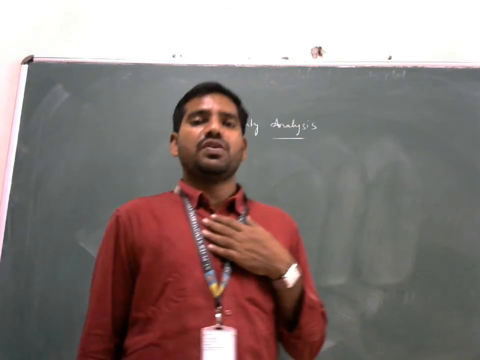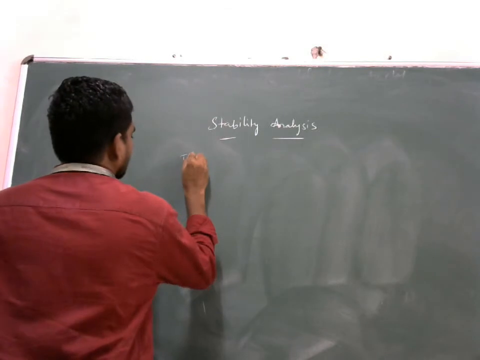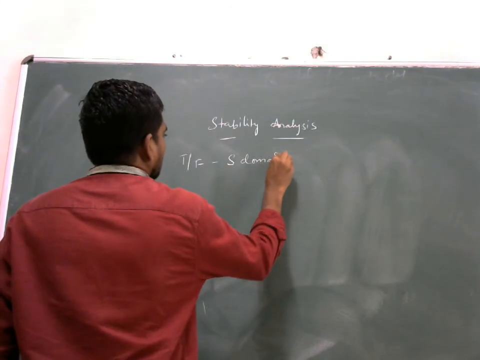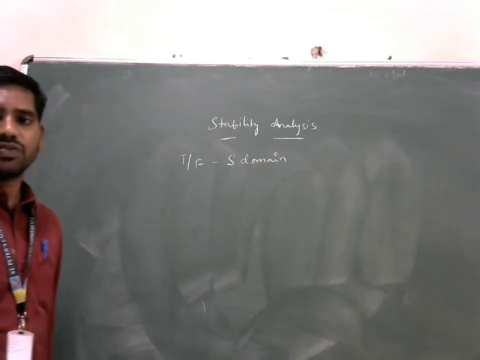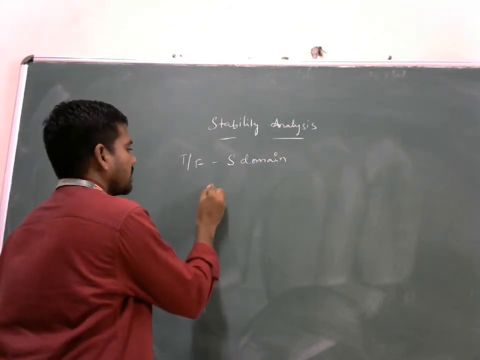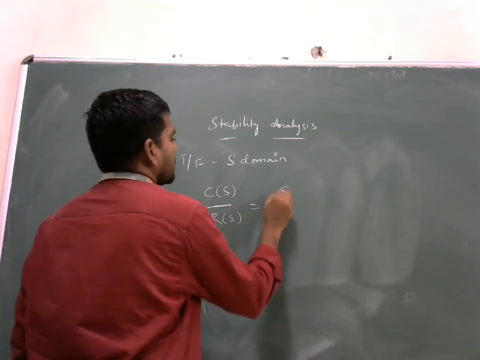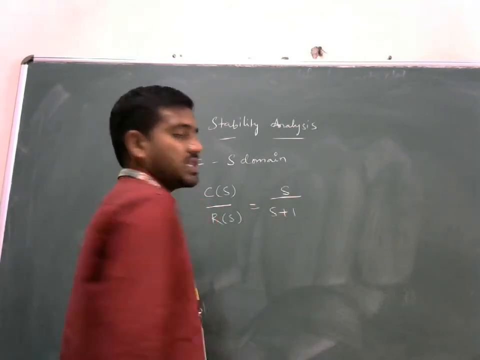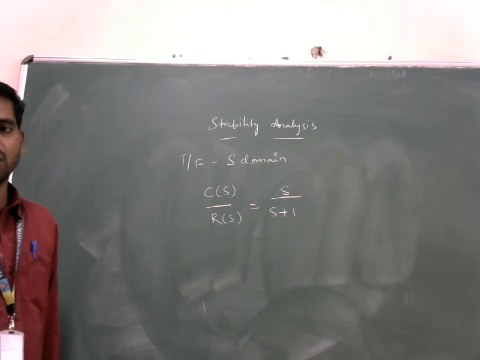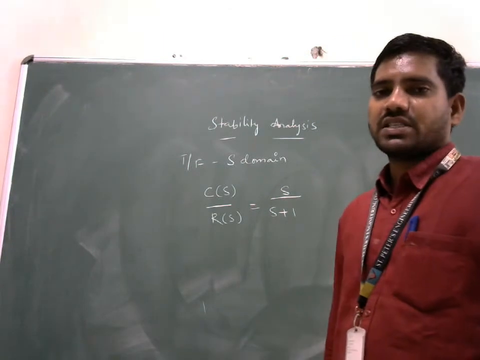A transfer function is nothing but the S domain, right? You know the transfer function must be in the S domain. That means the transfer function definition is C(s)/R(s) = s/(s+1). What is this? Is it a transfer function or not? s divided by s plus 1. From where are we getting the transfer function?